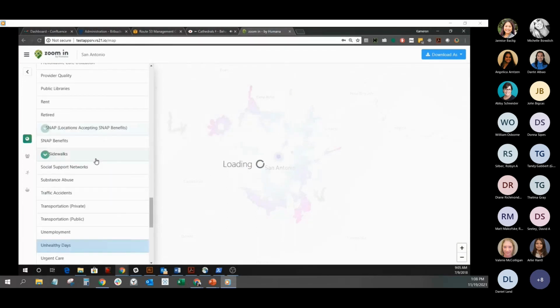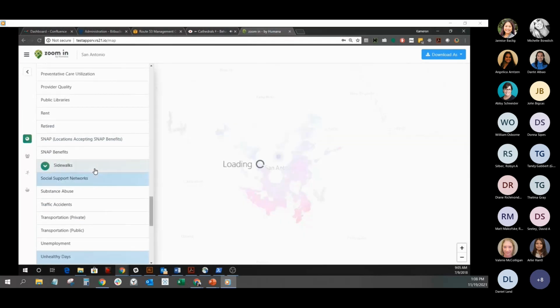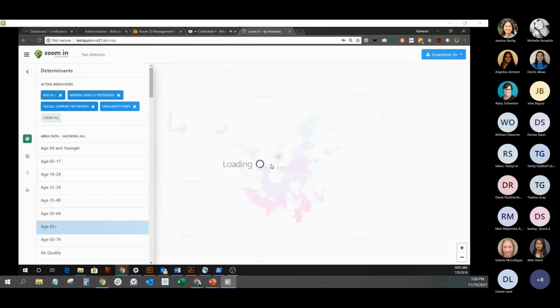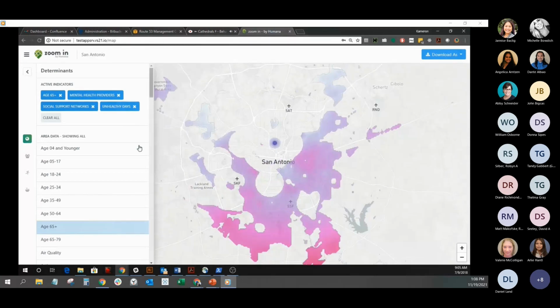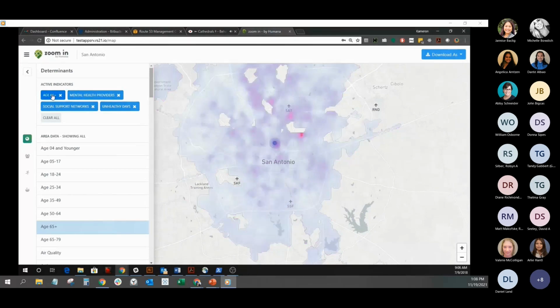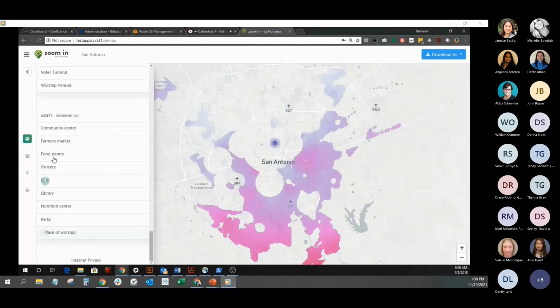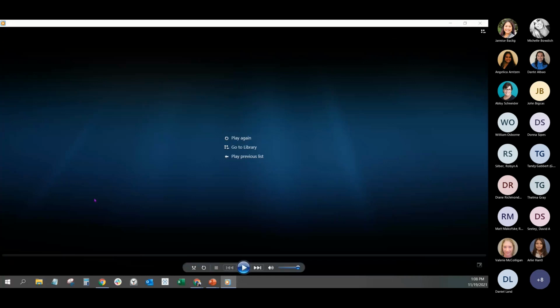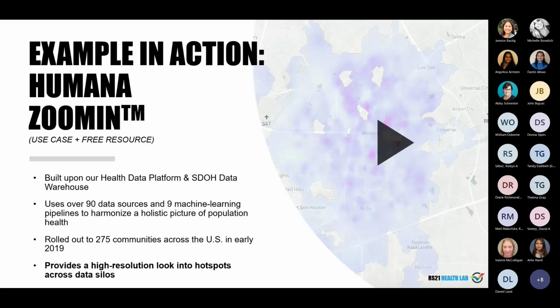the map starts to zoom in and carve out very specific areas across the city that meet all of this combination of factors: over 65, where the mental health providers, number of unhealthy days, and so on and so forth. This is a quick and simple flyover, but it shows how we can start to put that information together to really hone in and zoom in, if you will, on specific areas that may have opportunity for us to go in there and reimagine care delivery.